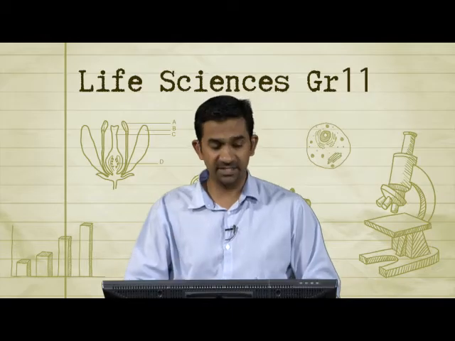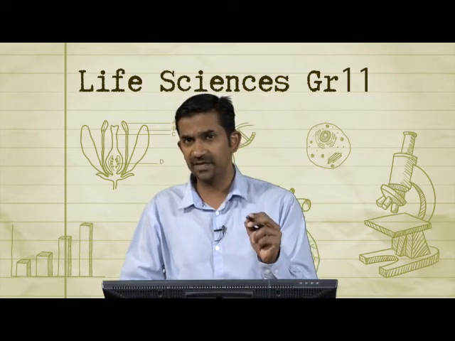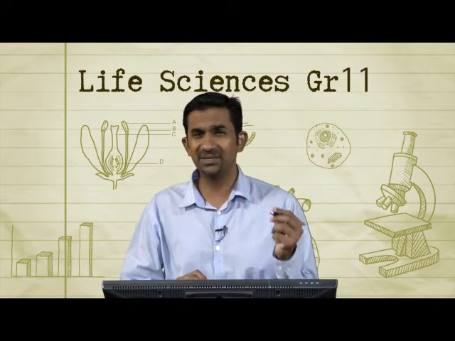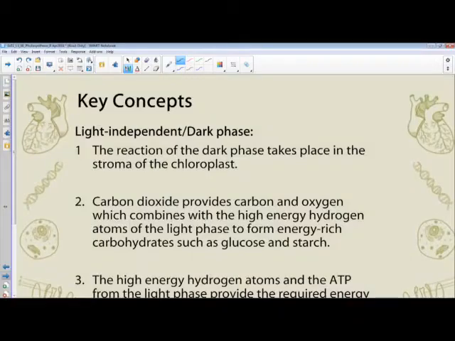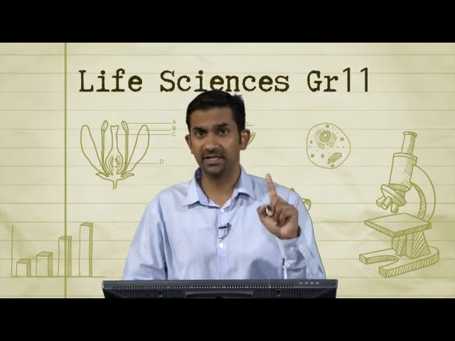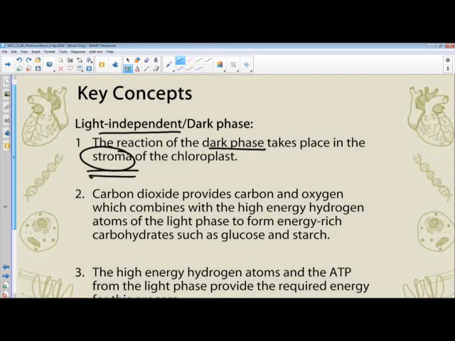Let's see what happens in the light independent phase. And again, I emphasize the word light independent phase because it essentially occurs in the absence of light, or it does not depend on the light for this process to occur. So let's look at it. It's called the light independent phase, and as I said, the reaction of the dark phase takes place in the stroma of the chloroplast. If we compare that to the light dependent phase, that took place in the grana. Here we're looking at this process occurring in the liquid medium around the chloroplast called the stroma.